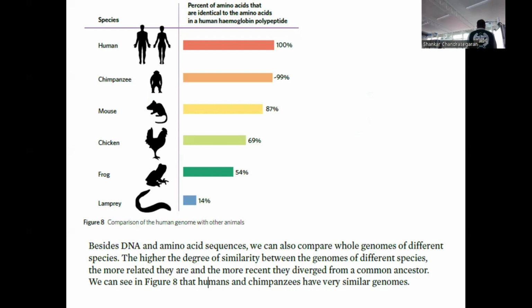So other than DNA and amino acid sequences, we can also just compare the entire genome of a living thing, right? The entirety of your DNA, we compare it with another species to see how conserved or how different it is. So essentially, it's the same principle. The higher the degree of similarity between the genomes of different species, the more related they are, and the more recently they would have diverged, meaning that their common ancestor would have been much more recent, when they diverged into two different species.